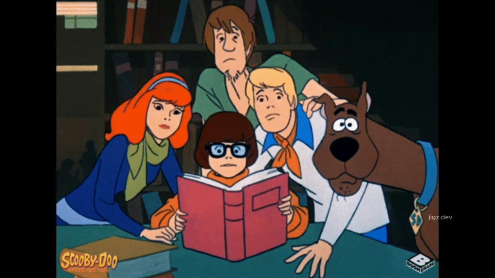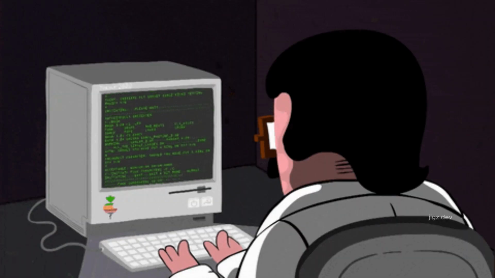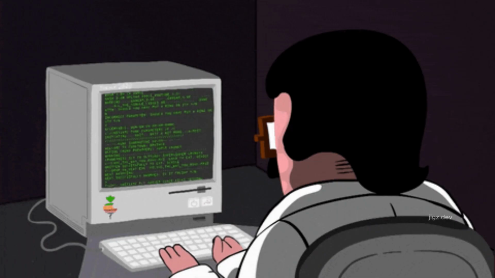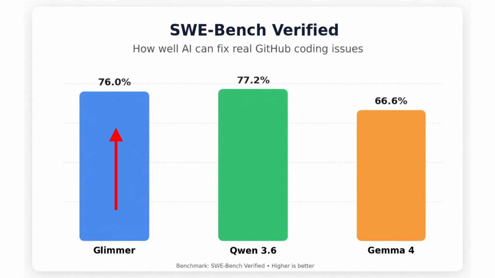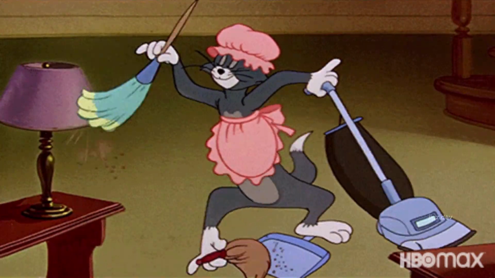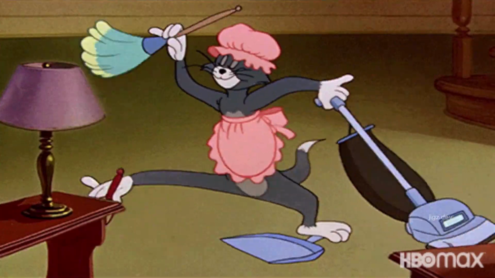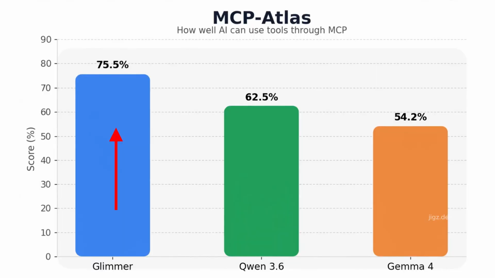Now, looking at the benchmarks, first is SWE-Bench Verified, which tests how well an AI can fix real GitHub coding issues. Glimmer scores 76%, compared to 77.2% for Qwen 3.6 and 66.6% for Gemma 4. Then there's MCP-Atlas, which tests how well a model can use tools through MCP for different tasks. Glimmer scores 75.5%, ahead of Qwen 3.6 at 62.5% and Gemma 4 at 54.2%.